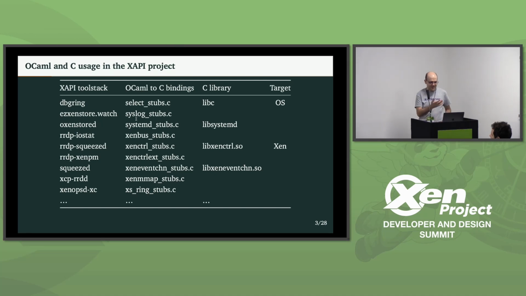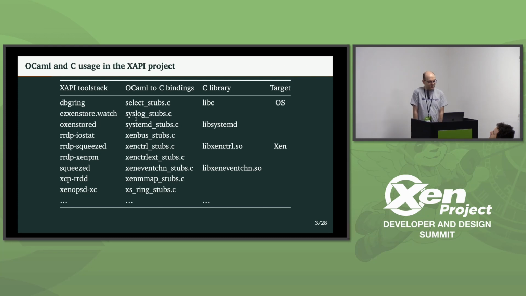So here are examples of a few components that we have in the Xapi tool stack on the left-hand side. They are written in OCaml. Then we have some bindings, which is an interface between the OCaml code and the C code. And there are some C libraries that they use. Some of them target the operating system, some of them target the hypervisor itself.